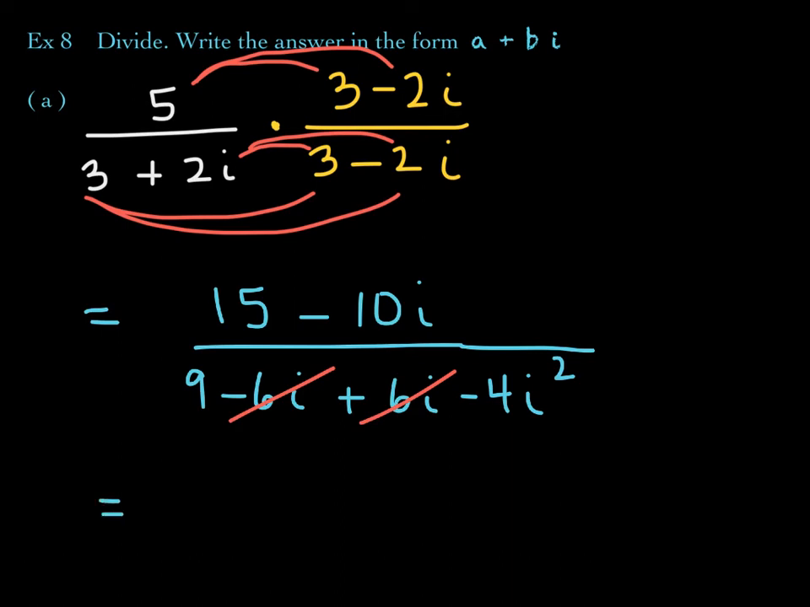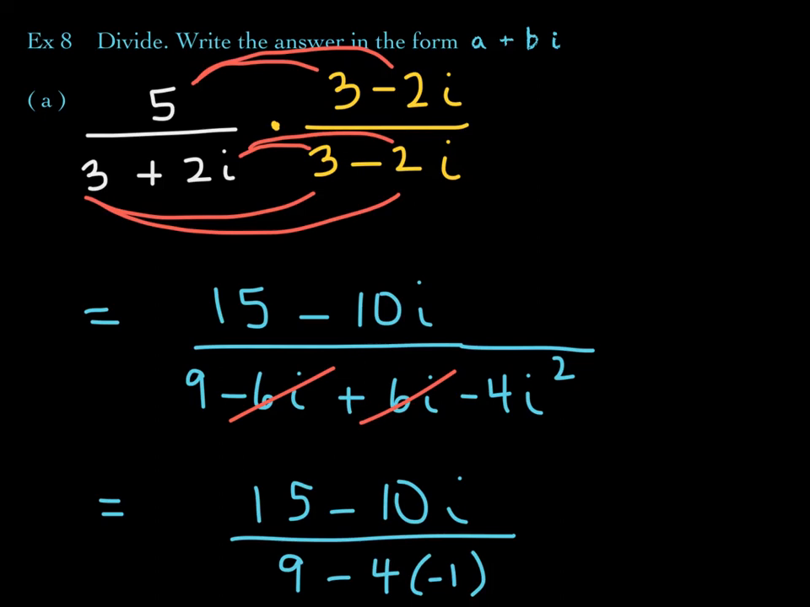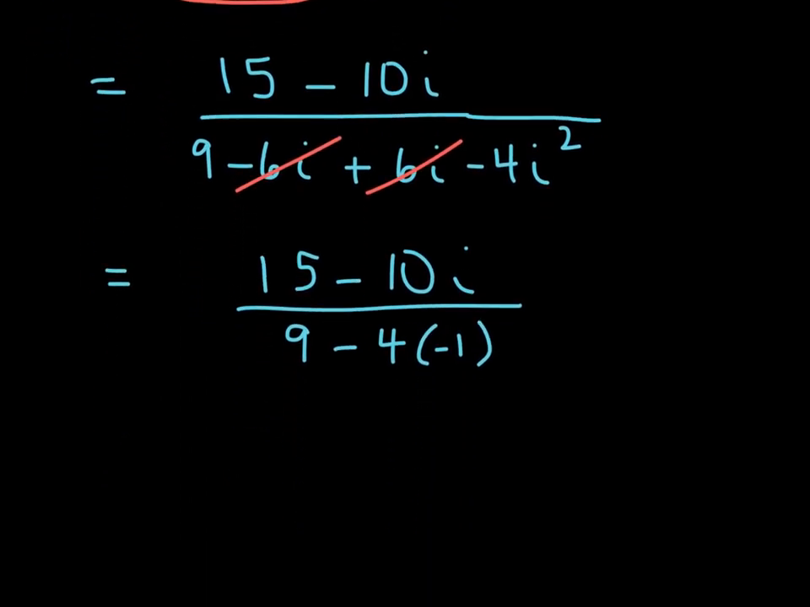So now we have 15 minus 10i. Now the denominator is 9 minus 4 times negative 1. Don't forget that i squared is negative 1. All right, so let's continue simplifying this. Hey, don't forget that the instructions say write the answer in the form a plus bi. So in other words, write it in standard form. Remember that standard form means I can see what the real part is and what the imaginary part is. All right, remember that when we get to the end. All right, let's continue simplifying.